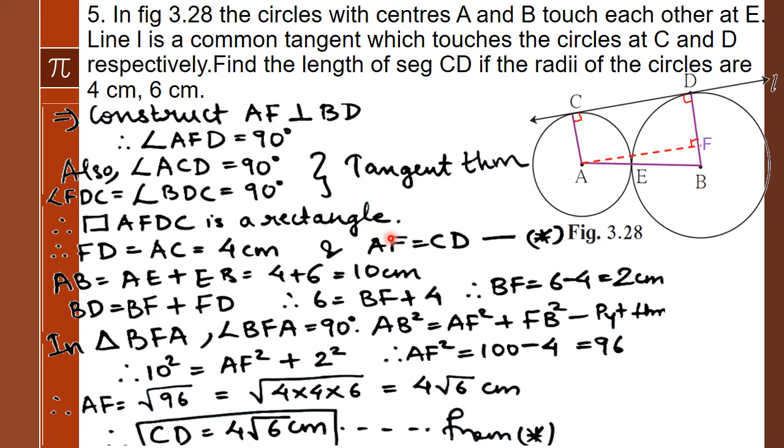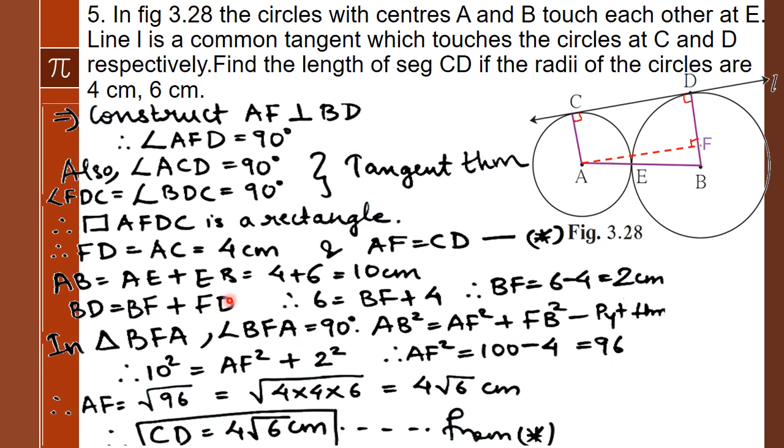For that, we will consider this small triangle BFA, where angle F is 90 degrees, and hence we can apply the Pythagoras theorem over there. Now before applying the Pythagoras theorem, note that we need the length of AB, and then we need the length of BF, hence we can find AF. Now AB's length will be the same as AE plus EB, right? AE is a radius, so 4 centimeters. BE is also a radius, that is 6 centimeters. 4 plus 6 is 10, so AB is 10 centimeters.